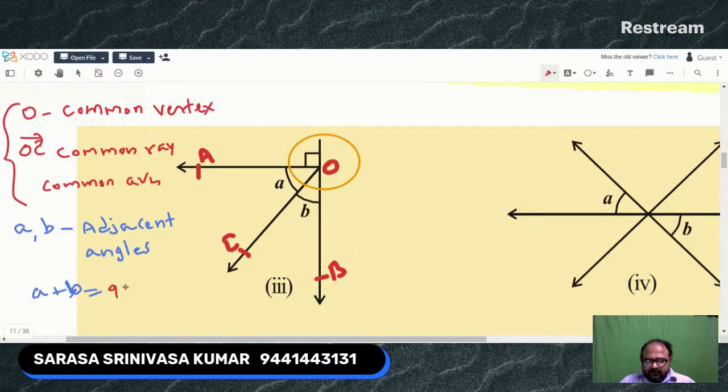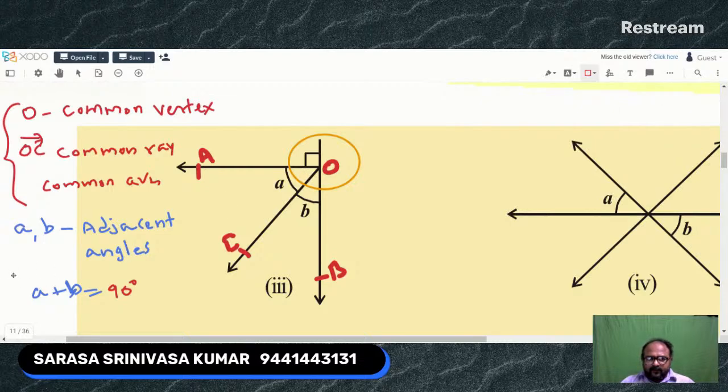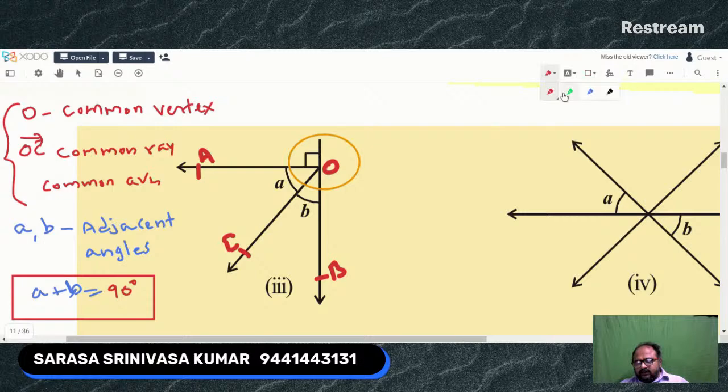So, from the diagram, we can find that angle A and angle B together are equal to 90 degrees. Angle A plus angle B equal to 90 degrees. Since the sum of the two angles is 90 degrees, we can conclude that the two angles are complementary angles. So here they are adjacent angles. This is the first condition, and the two angles are complementary angles.